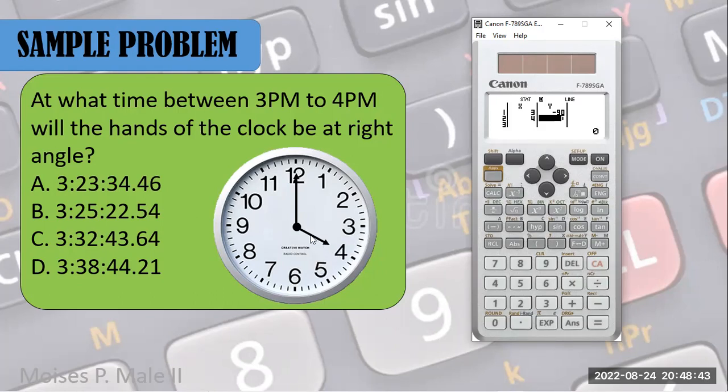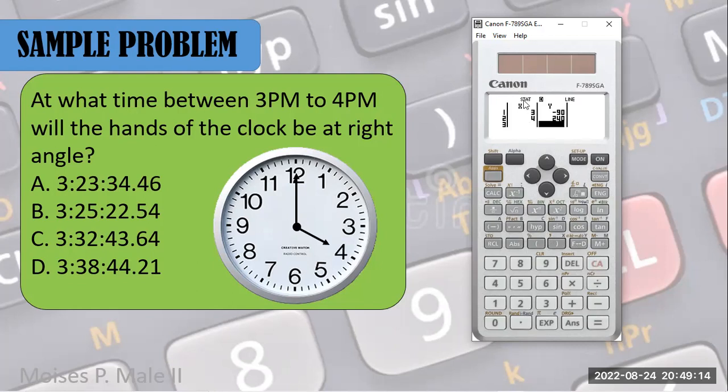So from the hour hand, 1 2 3 4 5 6 7 8. So you have 8 times 30. Because 30 minutes is 30 degrees, right? Every movement of this from the number, 4 to 5, 5 to 6, 6 to 7, 7 to 8, 8 to 9, 9 to 10. So there are 8 movements. So 8 times 30, you get 240. So that is our input.